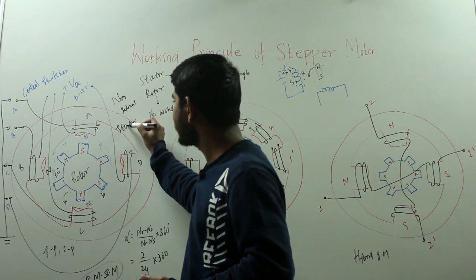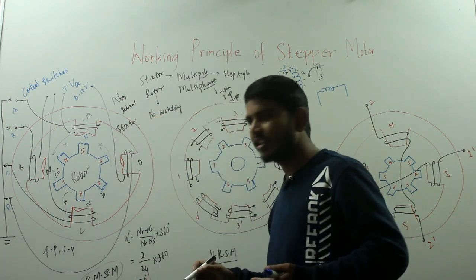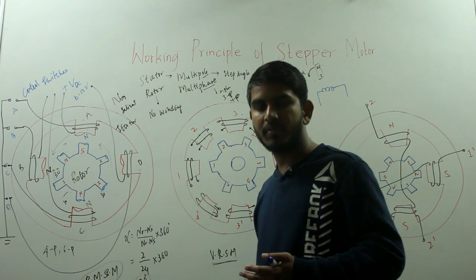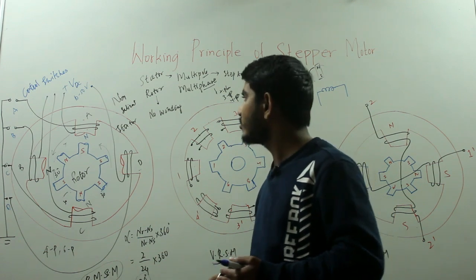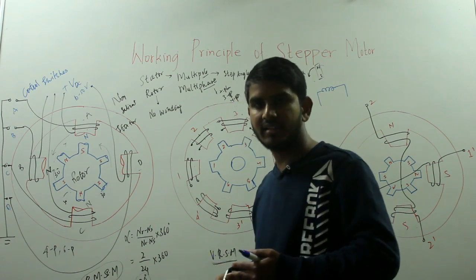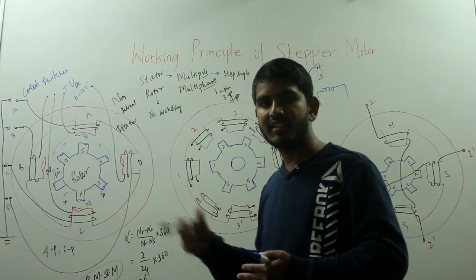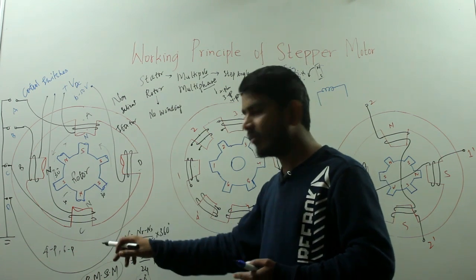So in the permanent magnet stepper motor, both the rotor and the stator poles can be of non-salient pole type, or it can be of salient pole type. So generally for smaller step angles, you employ the non-salient pole structures. So this is about your permanent magnet stepper motor.